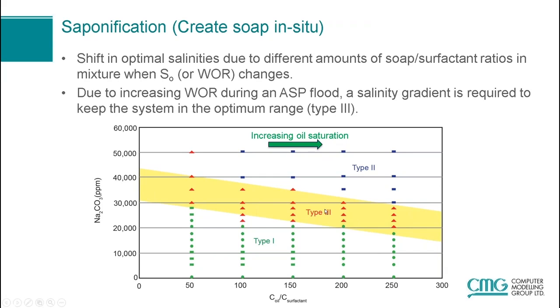And the reason for this negative slope is because typically the soap has a much lower optimum salinity than the injected surfactant. So on the right side of this diagram, you have high oil saturation, so high amounts of soap. So the soap is dominating the system and the optimal salinity is quite low. On the left side, the oil saturation is low, so the surfactant is dominating it and you have a much higher optimum salinity. And that's one of the main reasons why we need a salinity gradient with ASP floods. We need to stay within that yellow region.